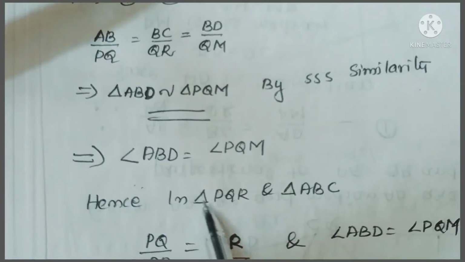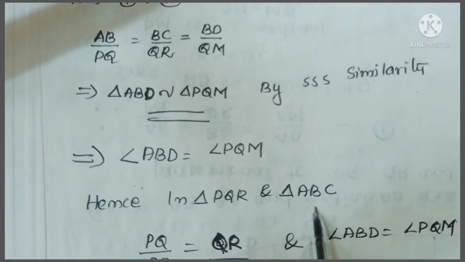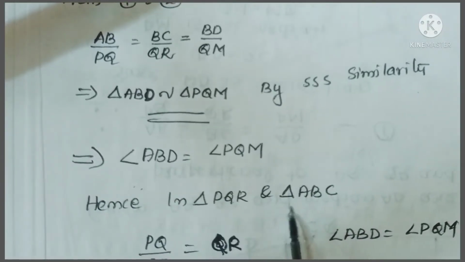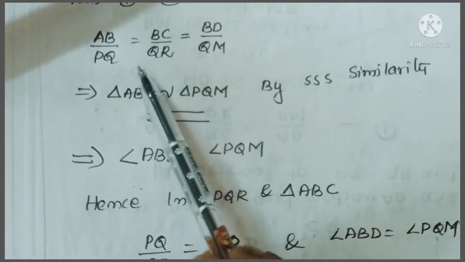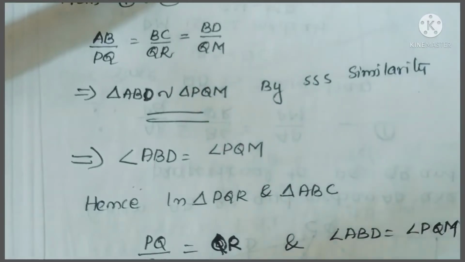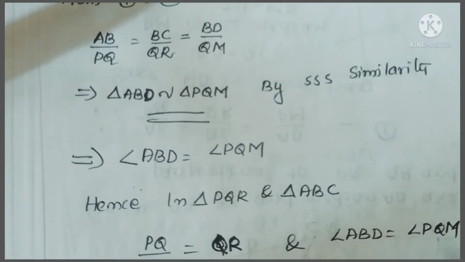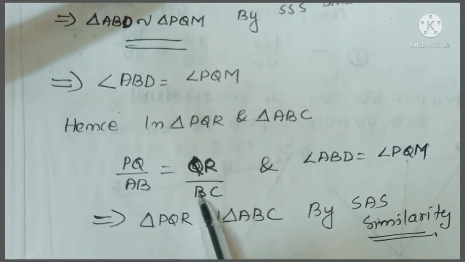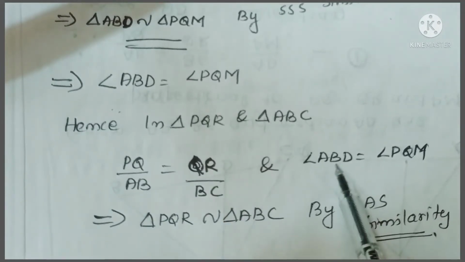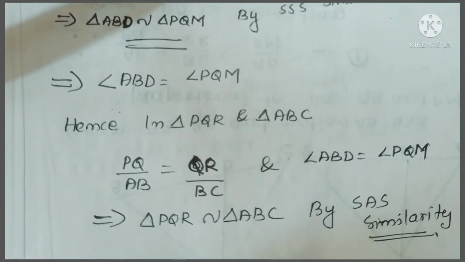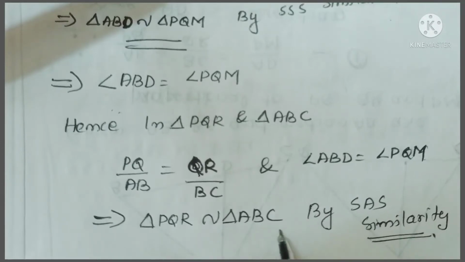Then consider triangle PQR and triangle ABC. In triangle PQR and triangle ABC, we know that AB by PQ equal to BC by QR, and one of the angles is equal to each other. So PQ by AB equal to QR by BC and angle ABD equal to angle PQM. Therefore, by SAS similarity, triangle PQR is similar to triangle ABC.